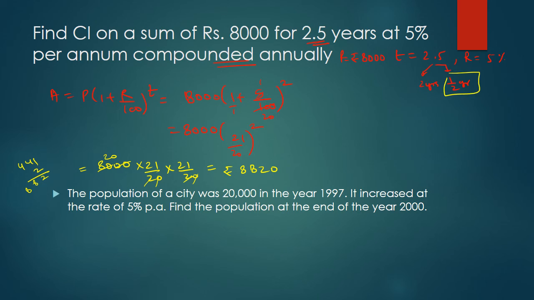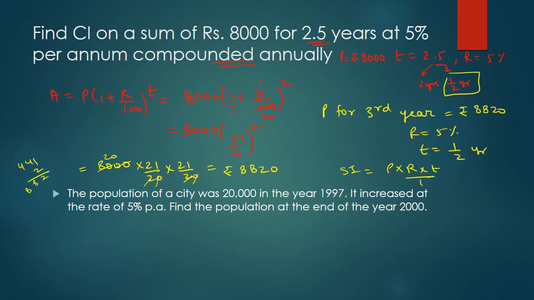Now half year is left. So for the next year, the principal for the third year, since the beginning, will become 8820. Rate is 5%, but now time is left as half year. Correct? So simple interest becomes P into R into T. For half year, you don't use the compound formula. So P is 8820 into R is 5%, T is half, over 100.